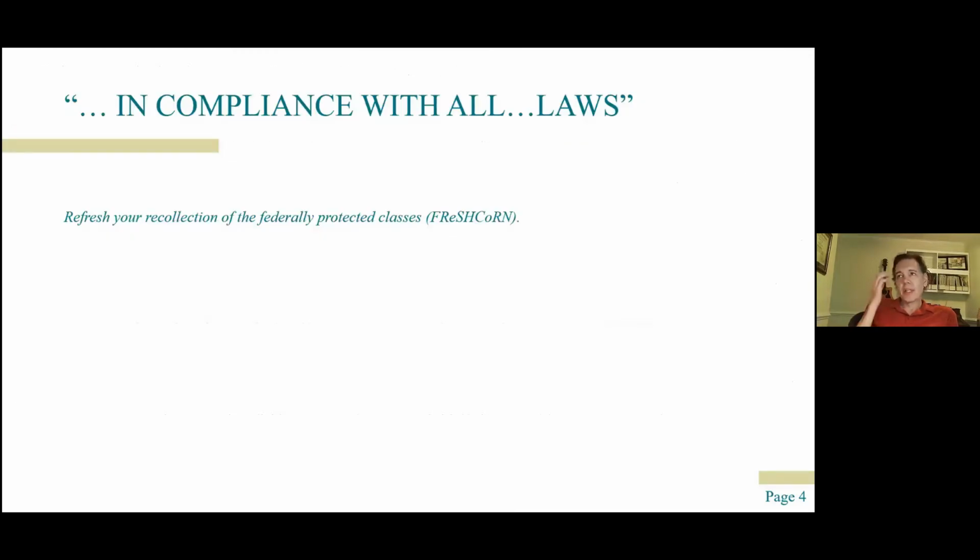Every discussion like this begins with a recollection of these federally protected classes that we all know by the acronym Fresh Corn. I'm sure that you can reel these off like the lyrics to your favorite song: family status, race, sex, handicap, color, religion, and national origin. These are the federally protected classes. And remember, I just went through a whole litany about other sources of fair housing requirements, state, local, and so on. So let me just start with a question.